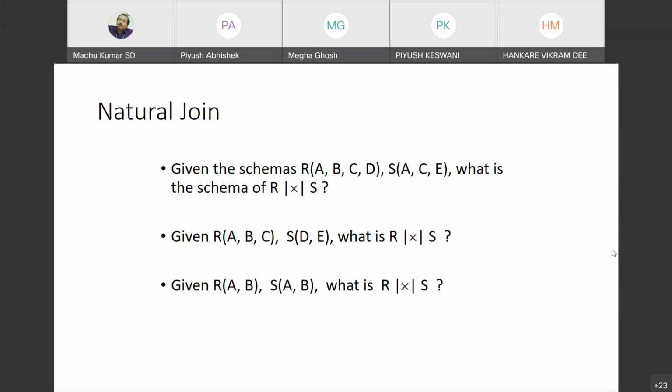Intersection, you have only the same tuples, isn't it? Okay, intersection of R and S. Okay, common tuples. You have two tables, R, A, B, and S, A, B. The columns are the same, but the tuples can be different.